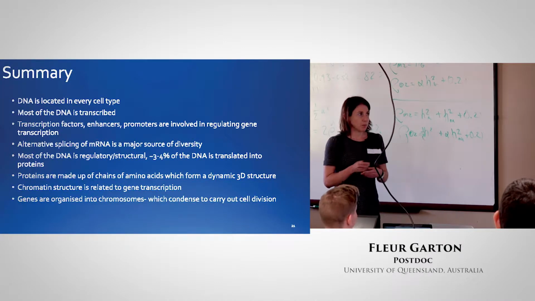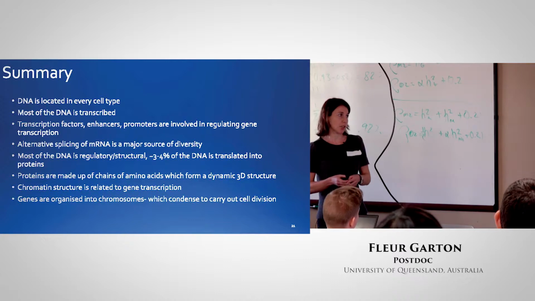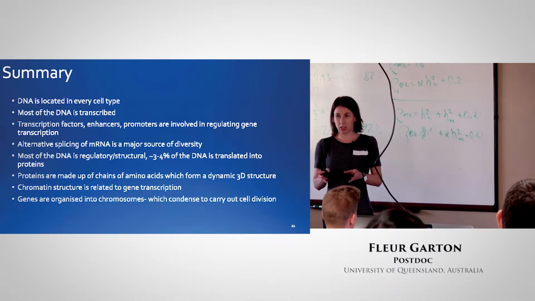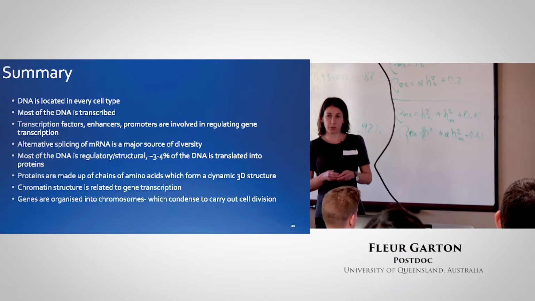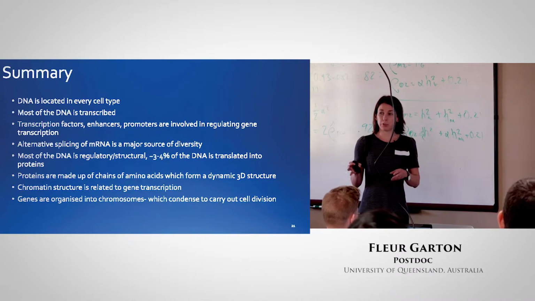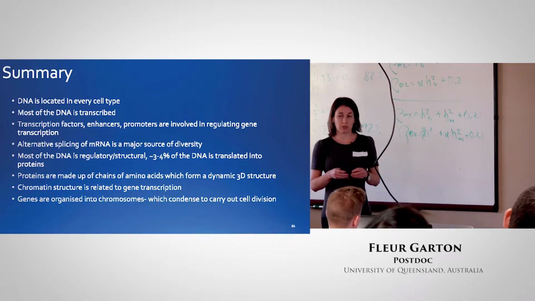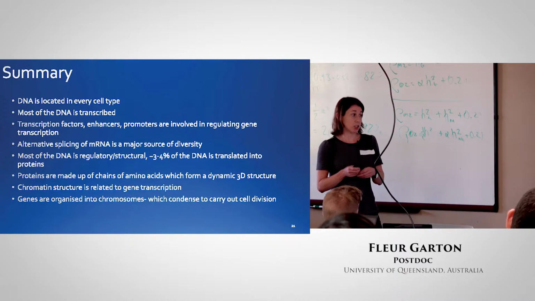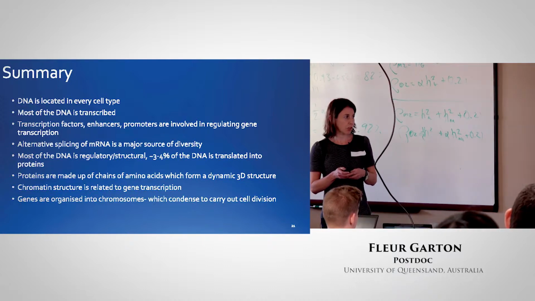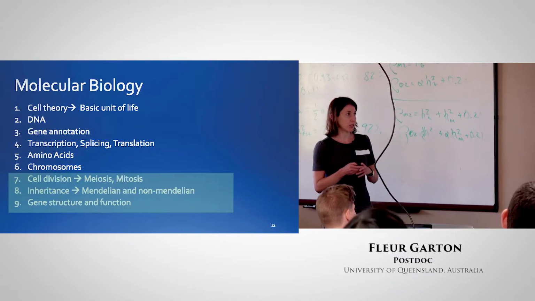Okay, so this isn't the end, but just a quick summary of what we've talked about. DNA is located in every single cell type. Most of the DNA is transcribed. Transcription factors, enhancers, promoters are all involved in regulating gene transcription. Alternatively, splicing of messenger RNA is a major source of diversity. Most of the DNA is regulatory or structural, so only 3 to 4% is protein coding. Proteins are made up of chains of amino acids, which form a dynamic 3D structure. Chromatin structure is related to gene transcription, and genes are organized into chromosomes, which condense to carry out cell division. So now I'll talk about meiosis, mitosis, and also Mendelian patterns of inheritance.